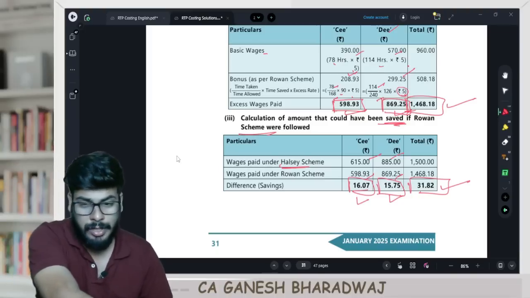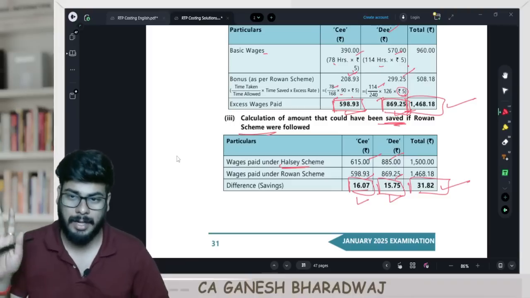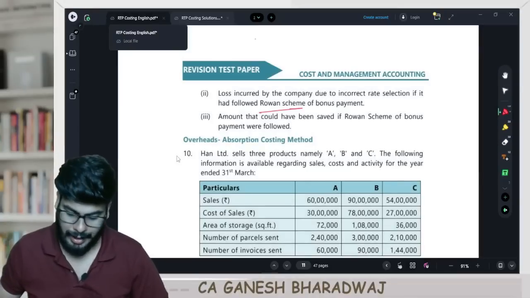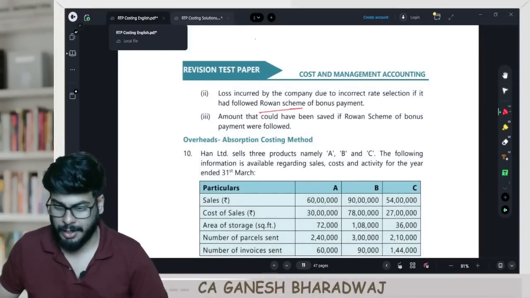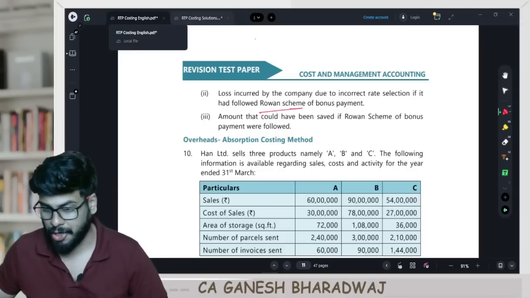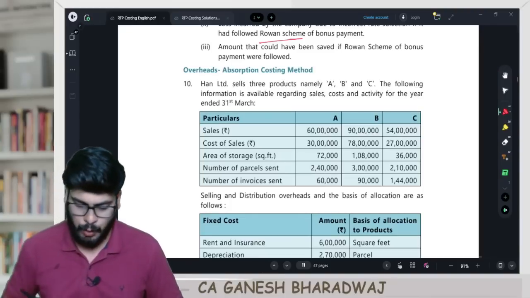So why are we doing it like this? Nothing great or no specific logic. This is the asking of the question. In the question, this is what they have asked, and hence we are also doing it like that. As simple as that. And with this, we have completed this particular question, which is on Halsey and Rowan under employee cost. Now, let's move on to the next question, which is question number 10.